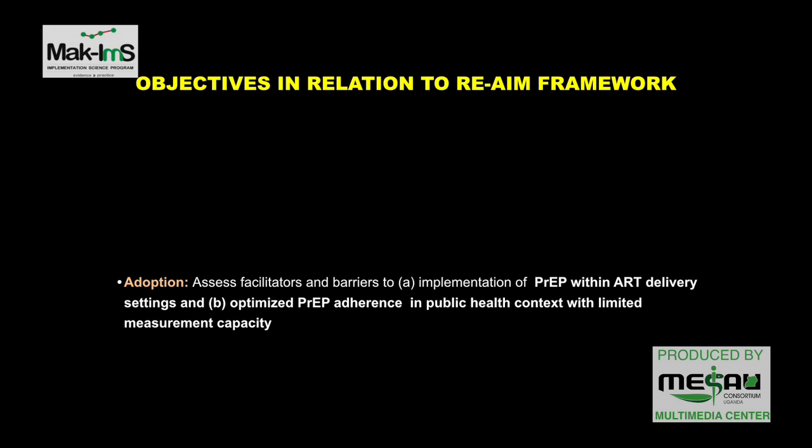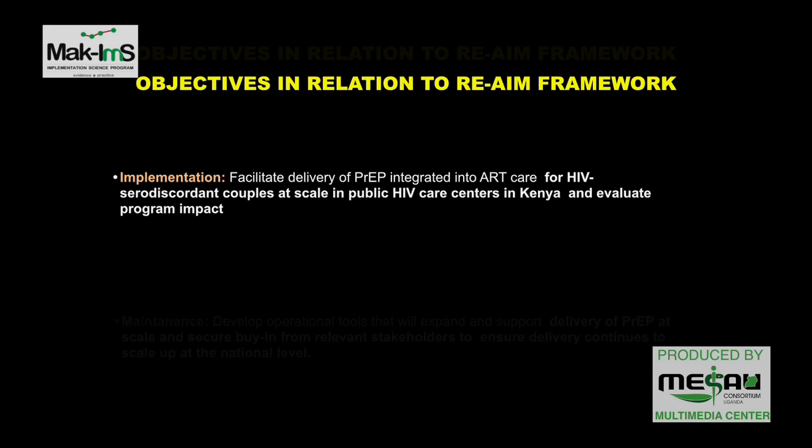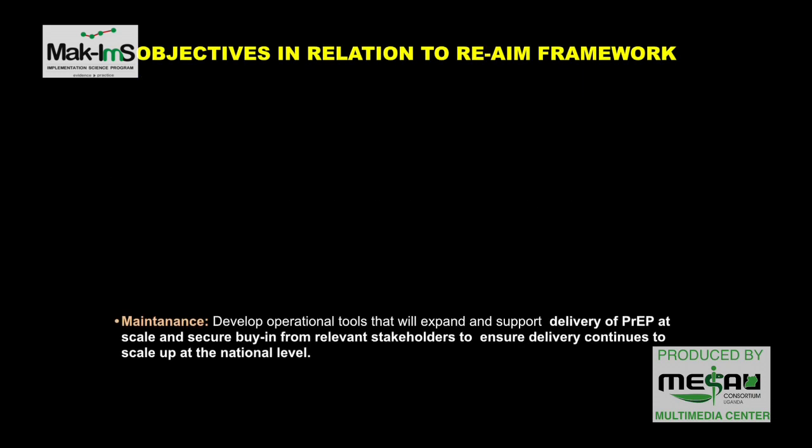And then implementation, that is an obvious one from objective 1. And then M is for maintenance. And you can see in their last objective, they had an objective on maintenance where they want to develop operational tools that will actually expand and support delivery of PrEP at scale and secure buy-in from relevant stakeholders to ensure that what they are doing continues to scale at national level even after the implementation.